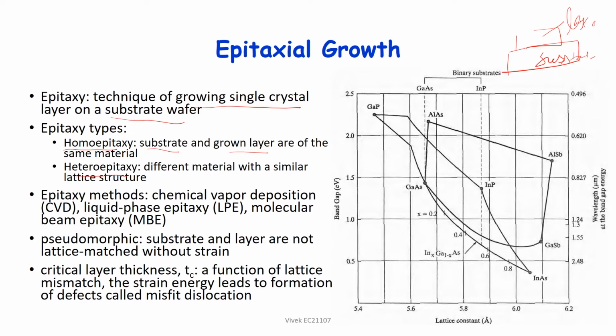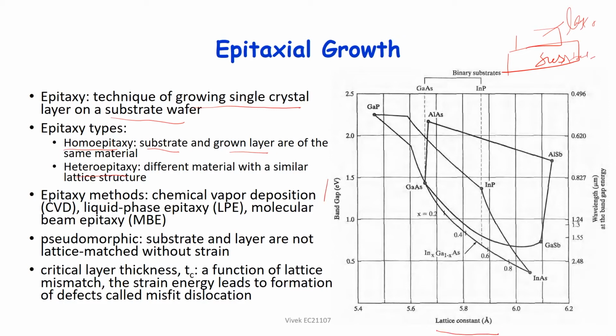So there is no strain, right? So you can grow a layer as thick as you want. But for heteroepitaxy, if you are growing a different material, there will inherently be some lattice mismatch. Lattice mismatch means their lattice constants will be different.